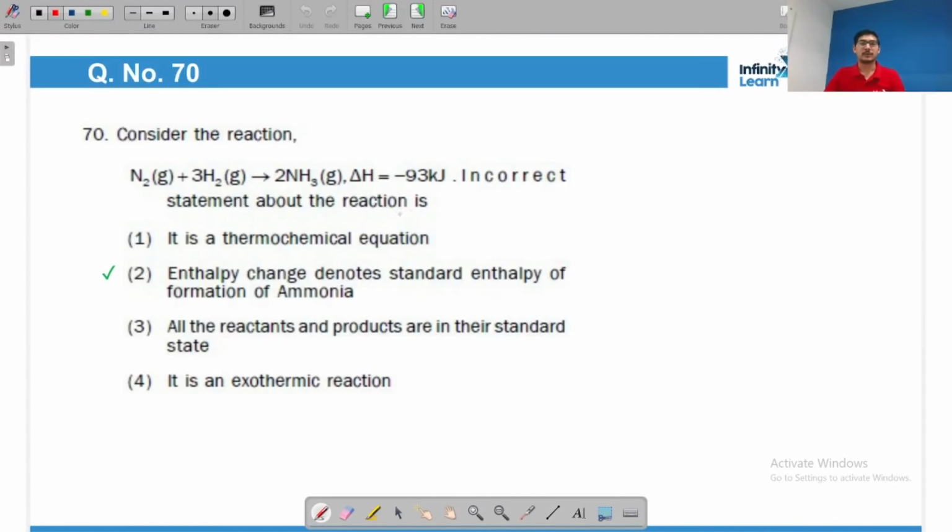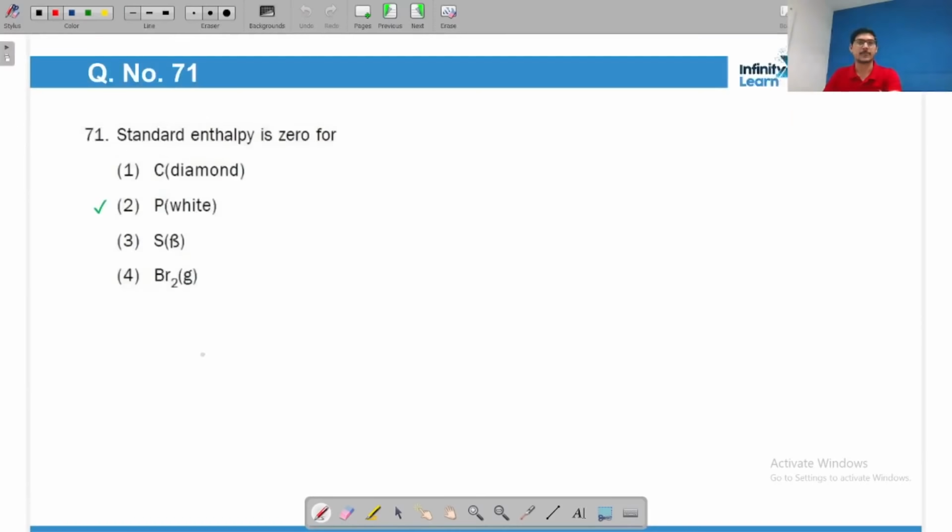It is a thermochemical equation, correct? It is correctly represented. Enthalpy change denotes the standard enthalpy of formation. No, please read the definition of enthalpy of formation. We can only define it for the formation of 1 mole of compound, but in this case, 2 moles of compound are formed, so this is not correct. All the other statements are correct.